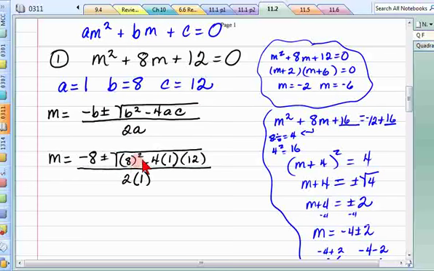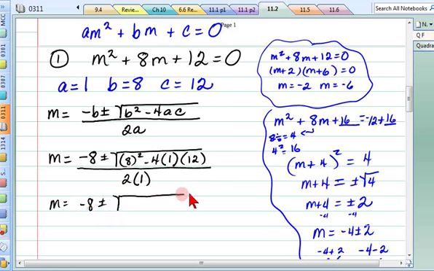Now what you want to do next is simplify what's in the radical. You're going to need to square this, and you're going to need to find this product. So M is equal to negative 8 plus or minus the square root of 8 squared is 64. This is a negative 4 times a positive 1 times a 12, negative 48. And all of that is over 2, because 2 times 1 is 2.